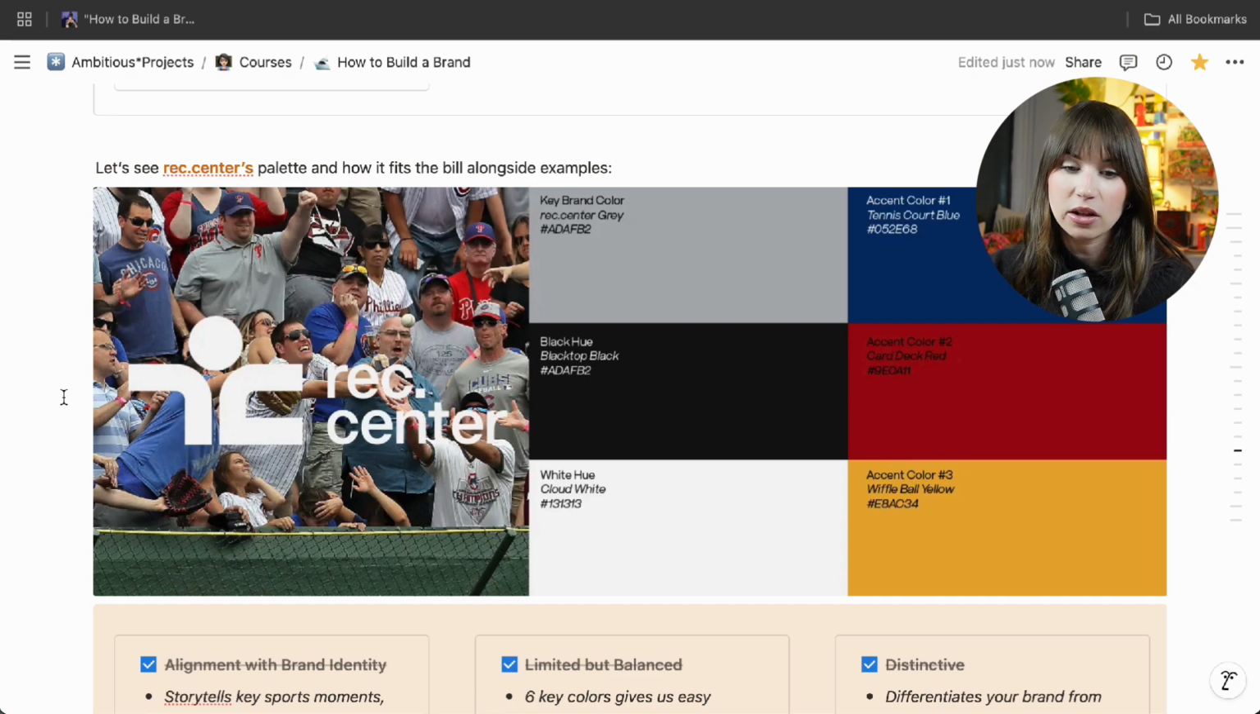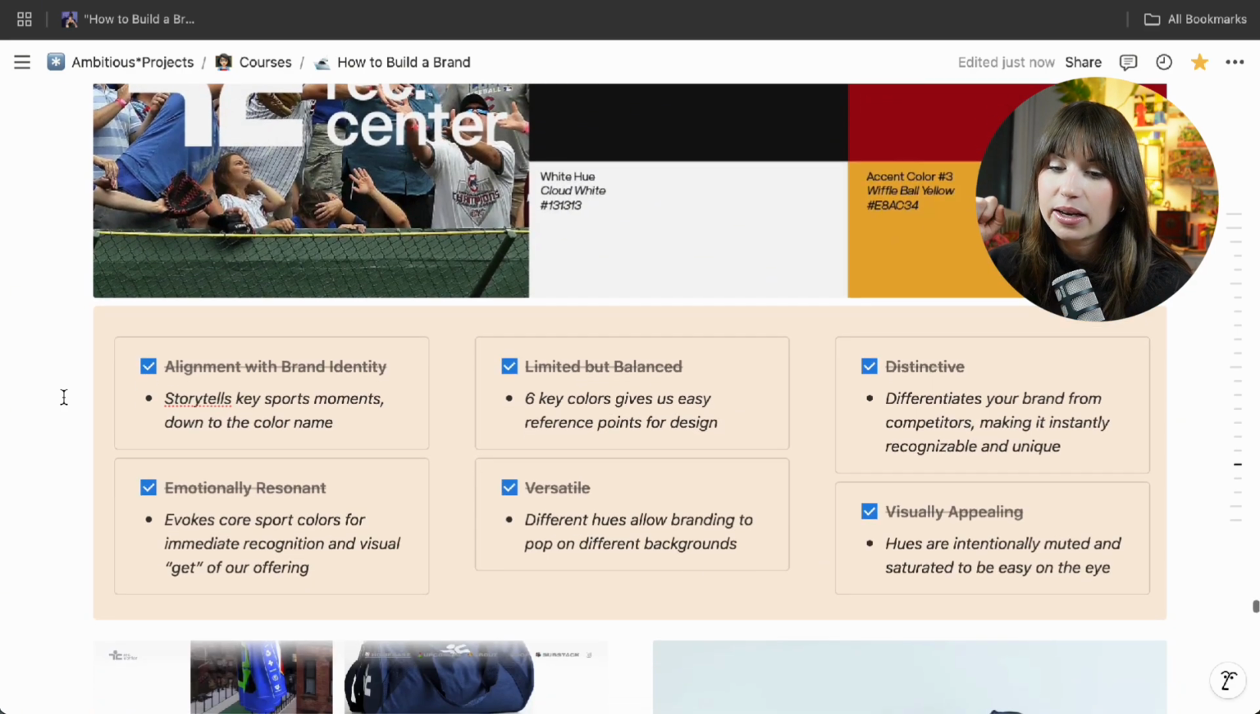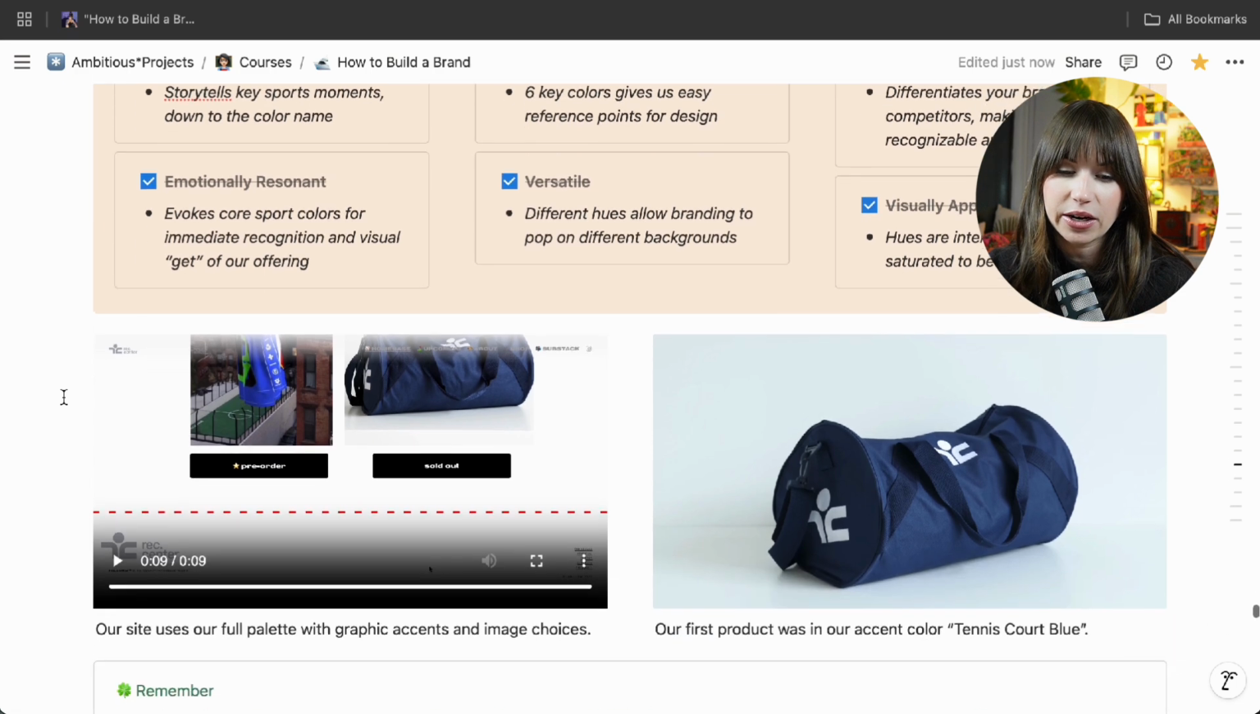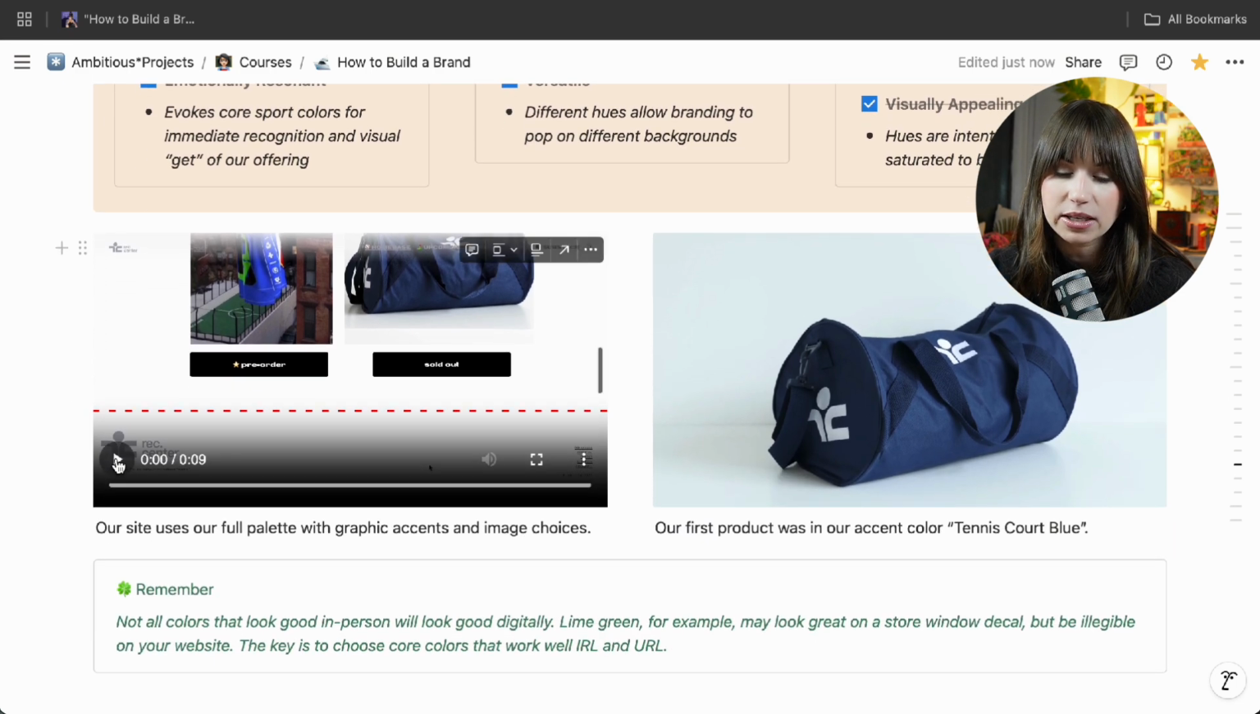So these colors are aligned with our brand identity. It's limited but balanced. We have 6 colors that are very distinctive for us and that allows us to claim that territory amongst our competitors. It evokes that core sports emotional spirit. It's versatile in that we have several different heat map hues, and it's nice on the eyes, making it visually appealing. When it comes to application, you can see here what it looks like across our website.